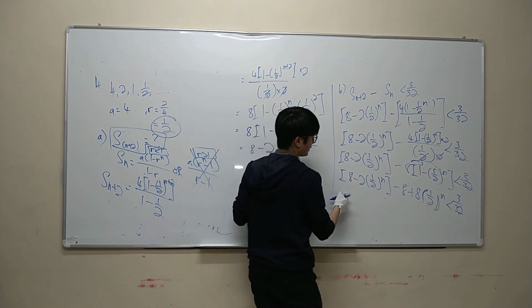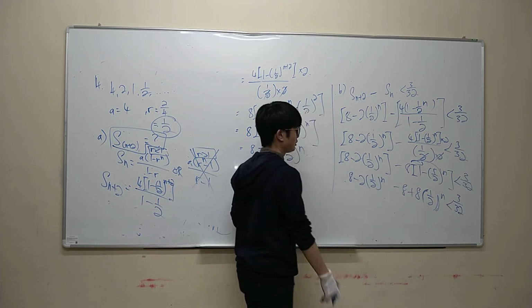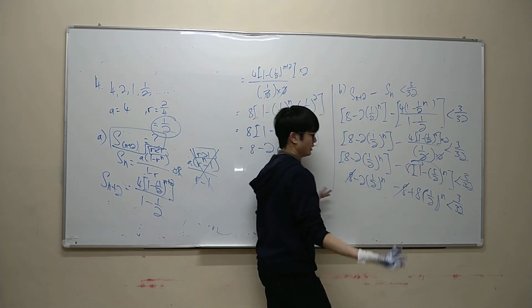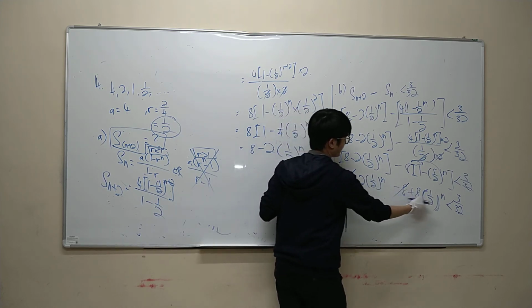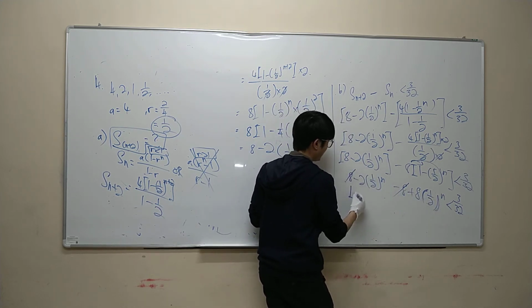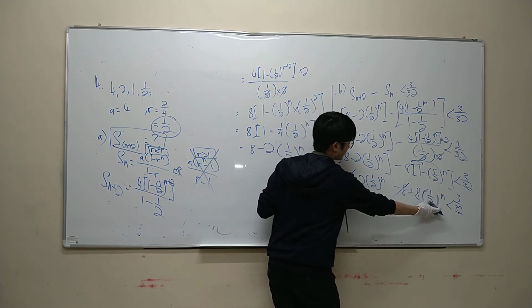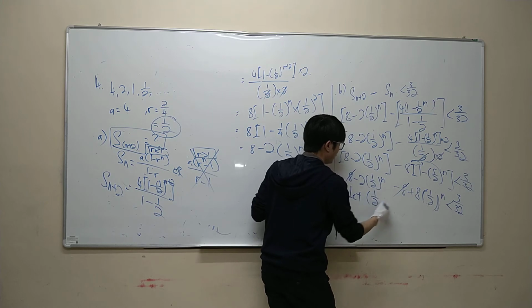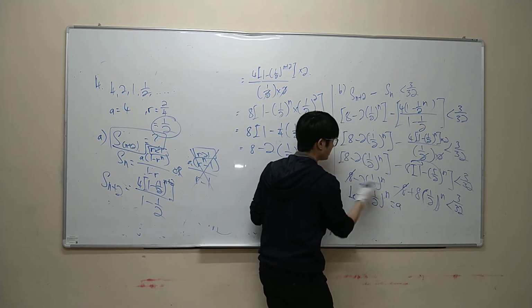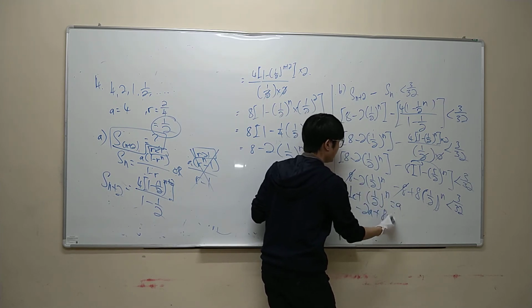Actually this bracket you don't have to write anymore. Now 8 minus 8 is 0, and then negative 2, 1 over 2 power n plus 8, 1 over 2 power n. Can you see this and this? They are the same, 1 over 2 power n. So you can let 1 over 2 power n equal a. So it becomes negative 2a plus 8a smaller than 3 over 32.